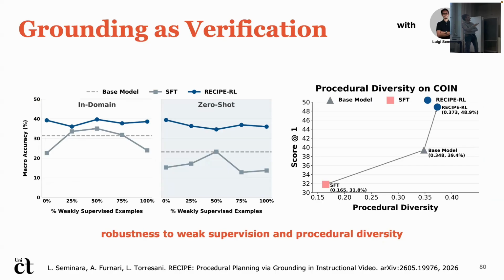Supervised fine-tuning is kind of sensitive. If you give zero noise, it overfits. If you do too much noise, it underfits, and there is a sweet spot. And our model that is based on verification instead is usually flatter. You see the line is kind of less affected by this.